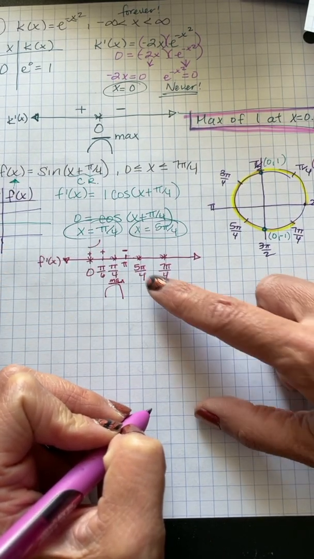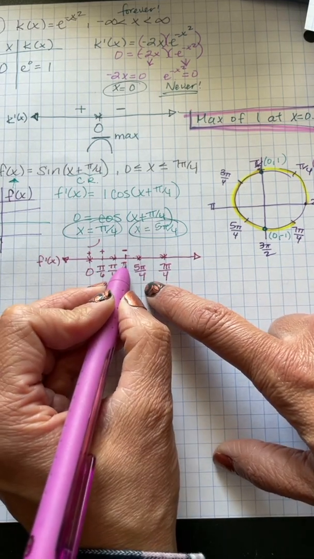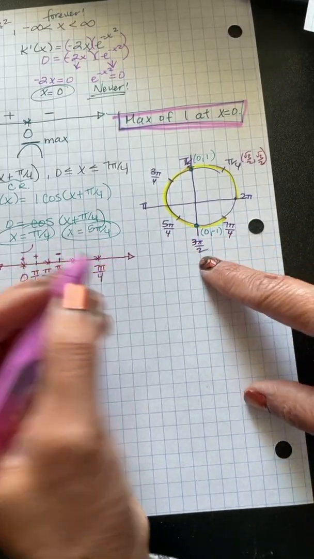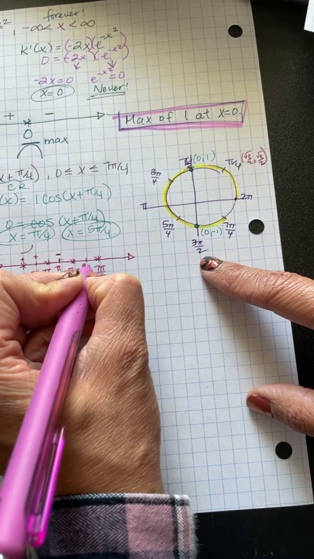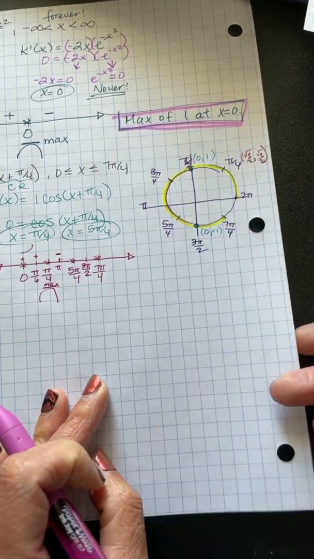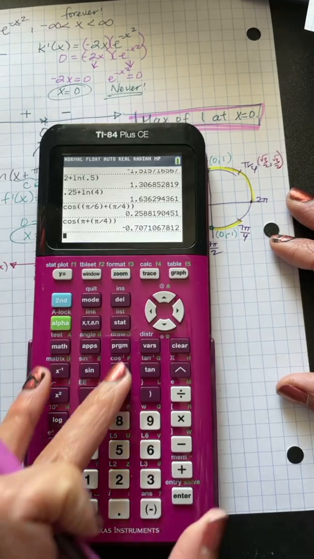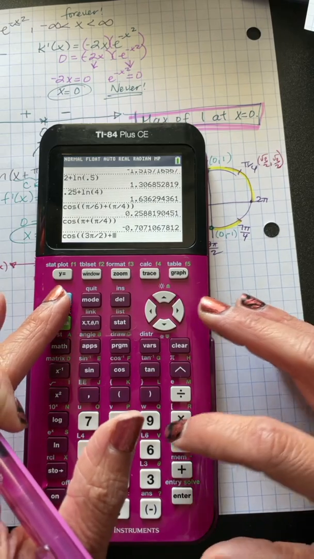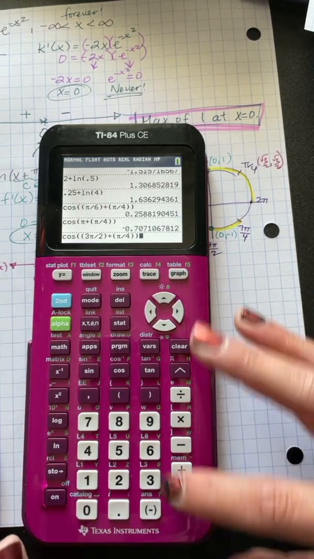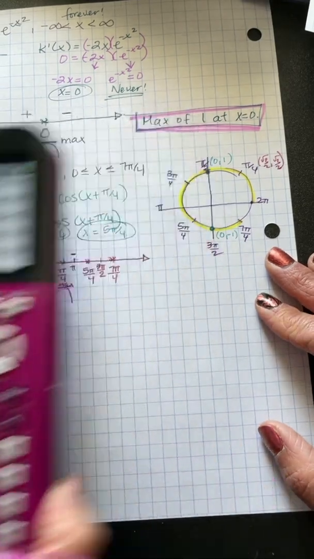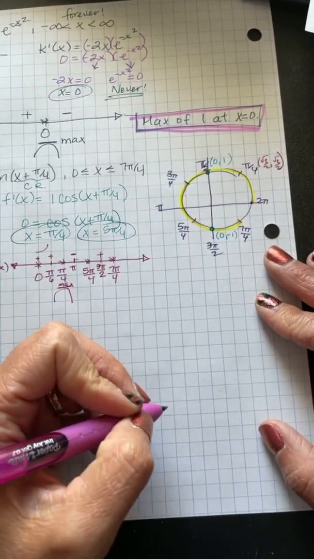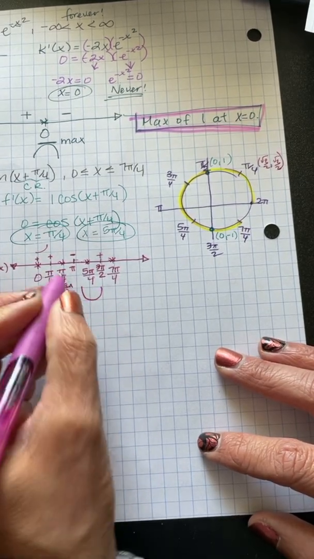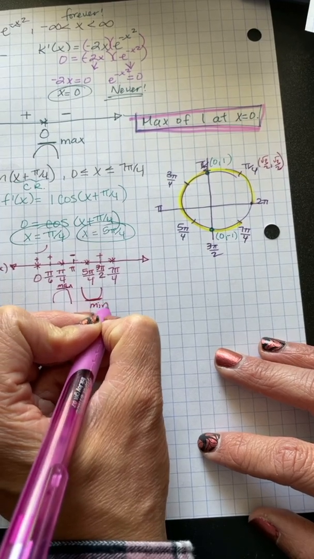All right, and then from 5 pi over 4 to 7 pi over 4, I need to pick something in between here. So 3 pi over 2 is in between there. So plug that in, cosine of 3 pi over 2 plus pi over 4. Aren't you guys thankful for calculators? Positive 0.707. So it's positive. So it goes from negative to positive. So at 5 pi over 4, we know that it's doing this, and that's a minimum.